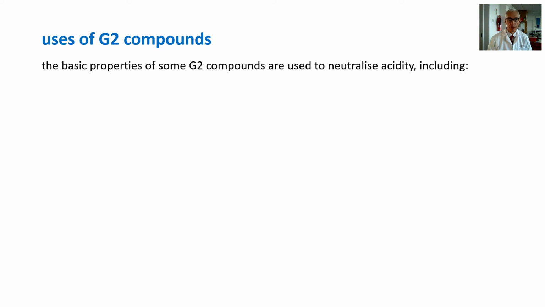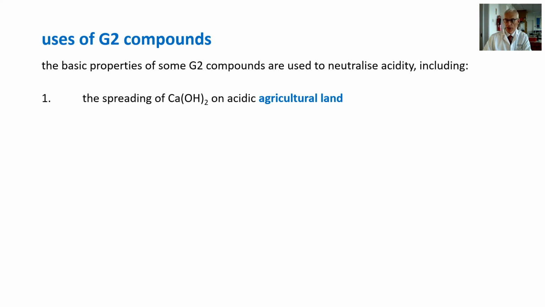The last item to cover is the use of the basic properties of some group 2 compounds, and these are used to neutralize acidity. There are 2 examples specified in OCR A. The first one is the spreading of calcium hydroxide, slaked lime, on agricultural land that is acidic. Many crops don't enjoy a low pH.